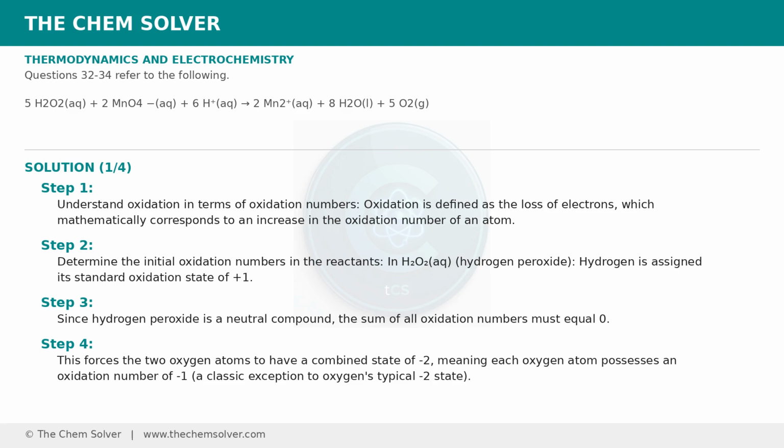In H2O2, hydrogen peroxide, hydrogen is assigned its standard oxidation state of +1. Since hydrogen peroxide is a neutral compound, the sum of all oxidation numbers must equal 0. This forces the two oxygen atoms to have a combined state of -2, meaning each oxygen atom possesses an oxidation number of -1, a classic exception to oxygen's typical -2 state.